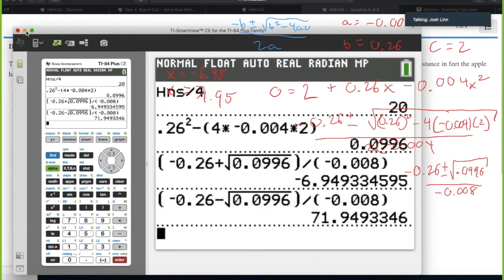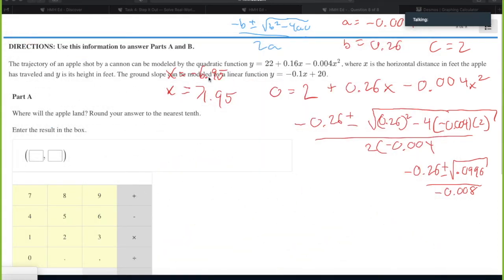Okay, what does that mean? Where will the apple land? Round your answer to the nearest tenth. So remember, our apple was shot by a cannon. So if it's shot forward, does this x equals negative 6.95 make any sense? It does not. So we can cross that one out.